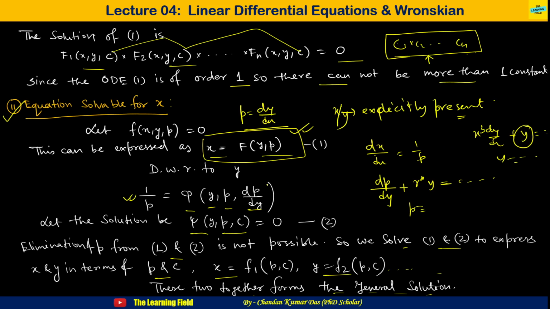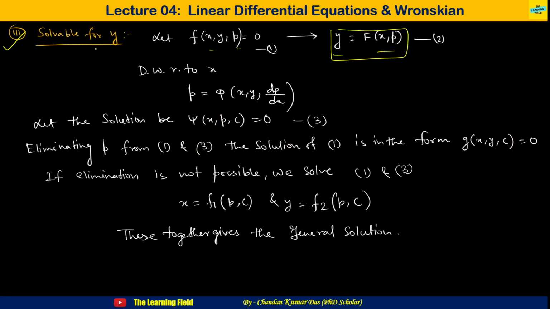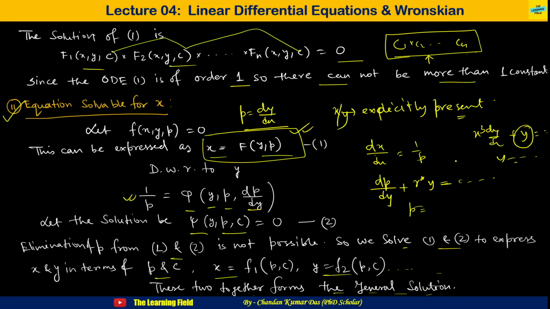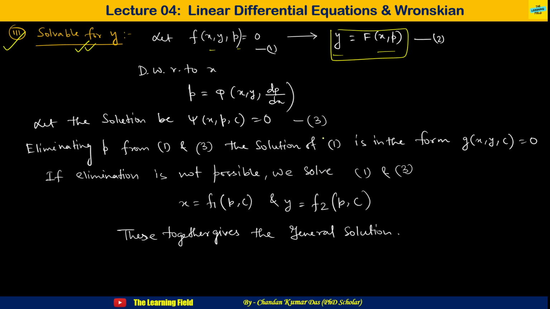So y equal to something means this is solvable for y. Similarly, if we reverse this, that is, we can write x equal to something, then that is solvable for x. So we can write p equal to phi of x, y, dp/dx. Let the solution be this one.